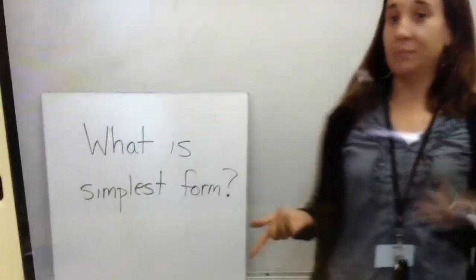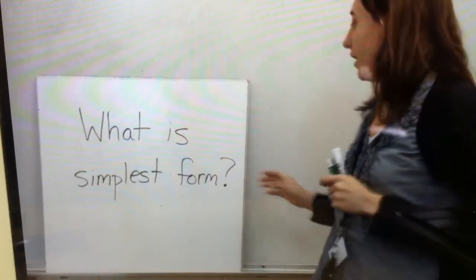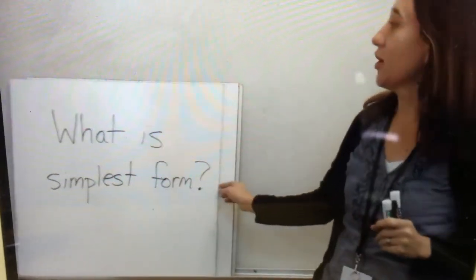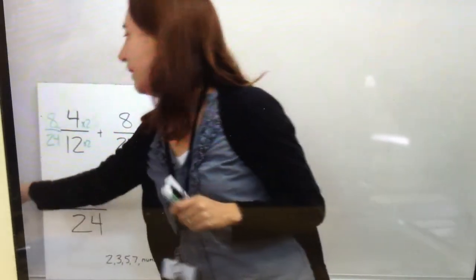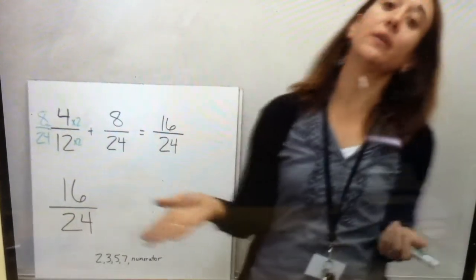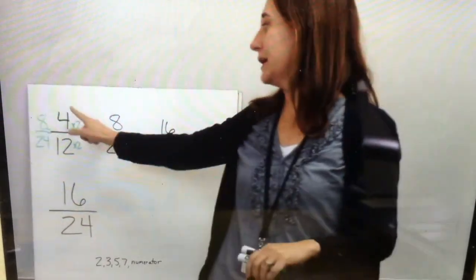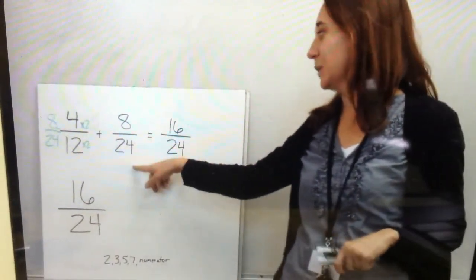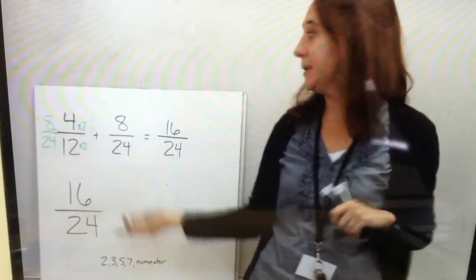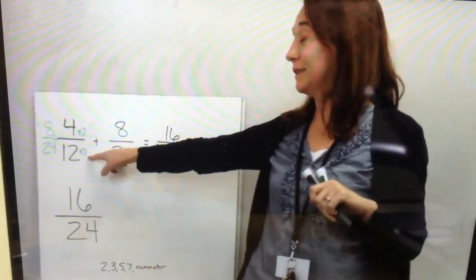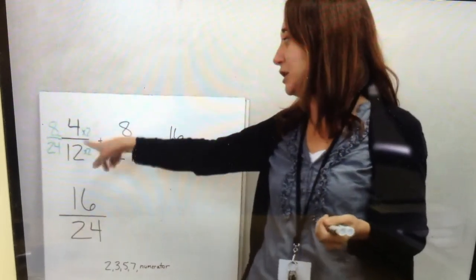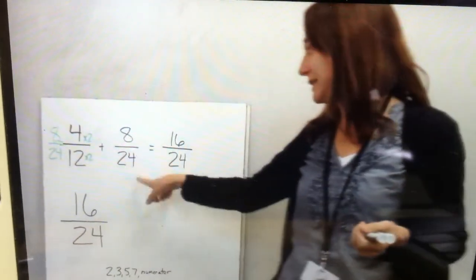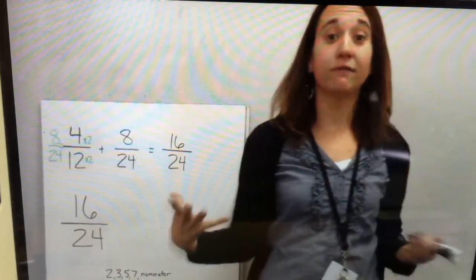About what is simplest form. And so we're just going to start off. We're going to say you have been working really hard, you had a problem, and it said what is 4/12 plus 8/24, and you found the common denominator by multiplying both the denominator and the numerator by 2, and you got 8/24 plus 8/24 is 16/24.